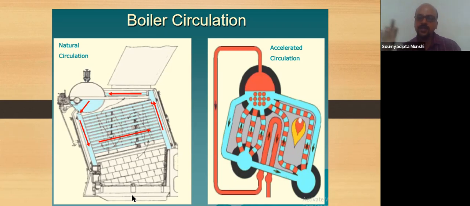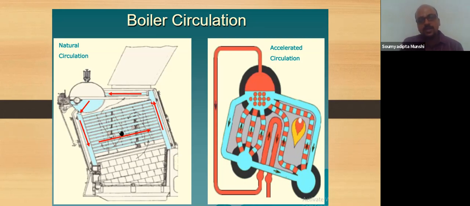So there is a drum and there are pipes, or tubes, you can see in these two pictures. From that drum, with the help of the downcomer, the water enters the bottom of the water wall tube. If this is a water wall tube, you can see this bottom is the water wall tube. So it comes from the drum to the bottom of the water tube.